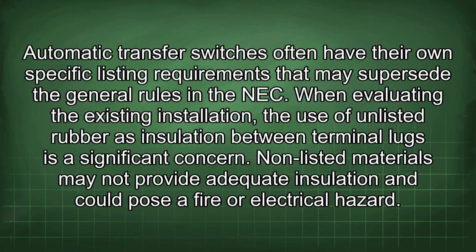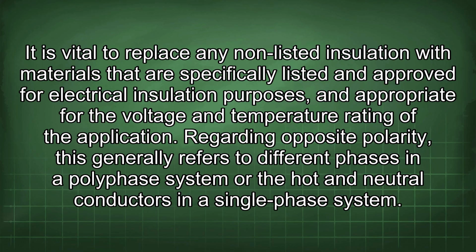When evaluating the existing installation, the use of unlisted rubber as insulation between terminal lugs is a significant concern. Non-listed materials may not provide adequate insulation and could pose a fire or electrical hazard. It is vital to replace any non-listed insulation with materials that are specifically listed and approved for electrical insulation purposes and appropriate for the voltage and temperature rating of the application.